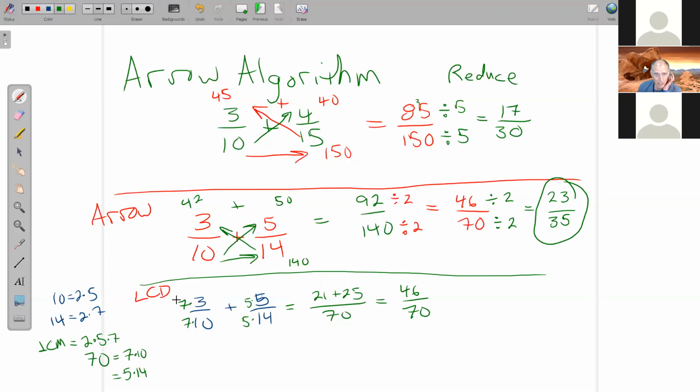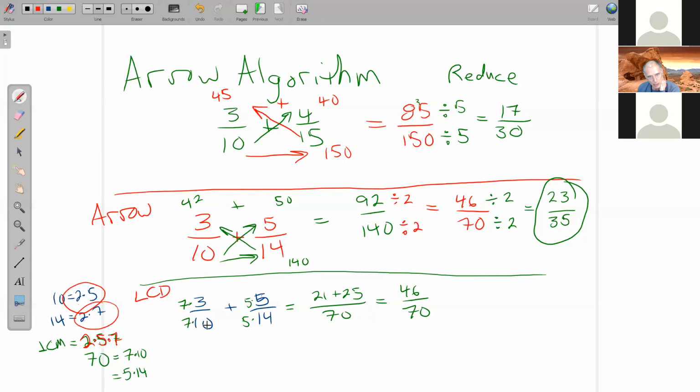For the LCD algorithm, I had to think, okay, for 10 and 14, I need their factors. So 10 factors is 2 times 5. 14 factors is 2 times 7. So the LCM, lowest common multiple, is going to be 2 times 5 for the 10. For the 14, well, I already have a 2 in my 2 times 5. I just need a 7 in there. I don't need another 2. And then, so that's 2 times 5 times 7 is 70.